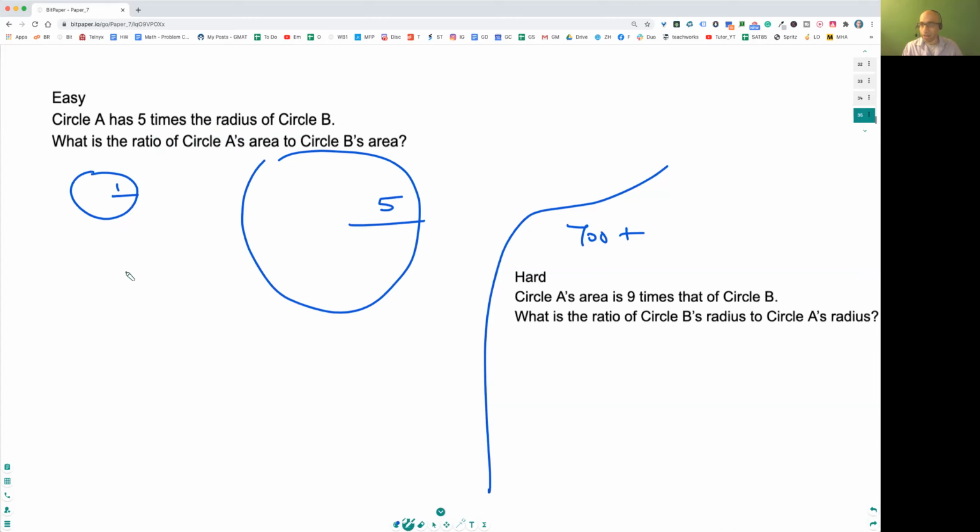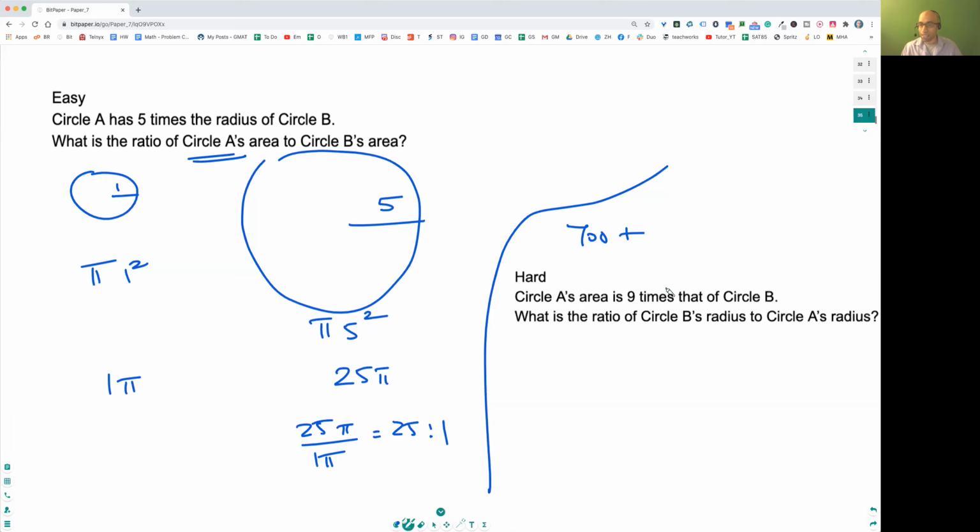So what's the area of these going to be? This is going to be pi 1 squared, and this is going to be pi 5 squared, right? So 5 squared is 25, so you can write this as 25 pi, and this is going to be 1 pi, right? So the ratio of circle A's area to circle B's area is 25 pi over 1 pi, which is 25 to 1. All right.